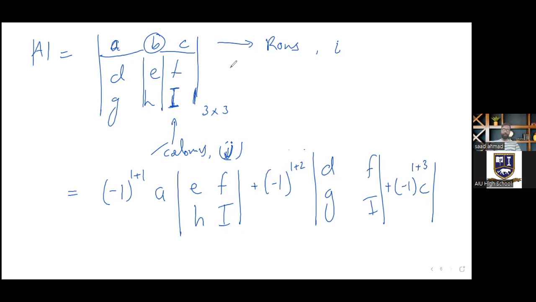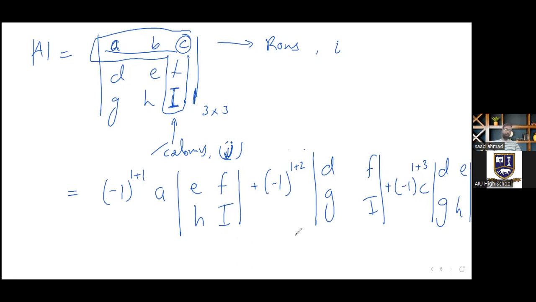And then you eliminate that row and that column, the entry that you have picked. We have picked C, we eliminate this row, this column, like this. And then we write the rest of it, D, E, G, H. And we have already seen the rule how to solve a 2 cross 2. So then we just solve these 2 cross 2 and then multiply it with them.